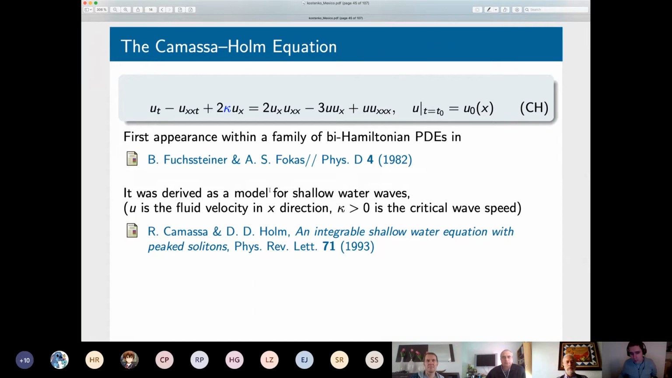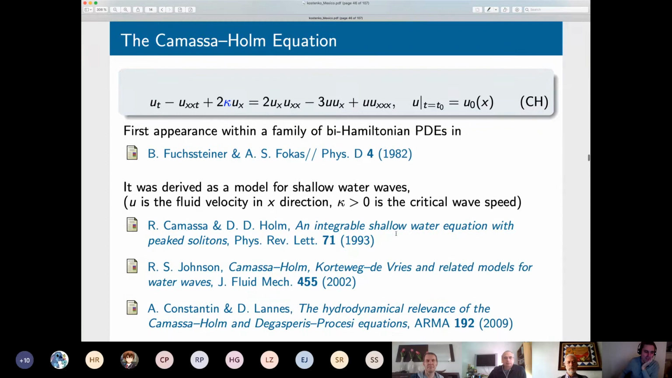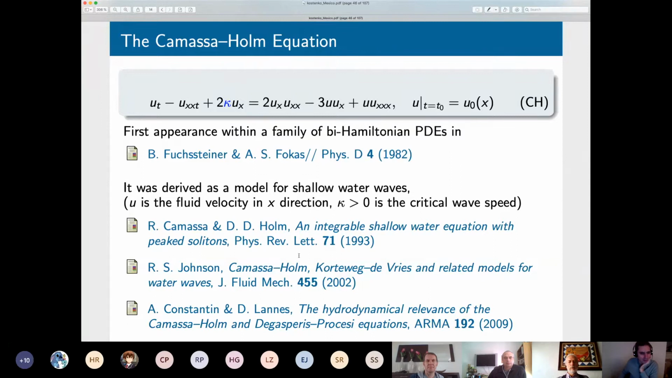First of all, they observed in this paper that this equation is relevant for modeling shallow water waves, where kappa is the so-called critical speed and u is velocity. Actually, the story regarding this relevance to shallow water waves is a little bit fancy. The paper of Johnson says that there is a mistake in the Camassa and Holm derivation, so we fix it. The next paper says that there is a mistake in Johnson's paper, but we fixed it. And still there are people who complain that there is also a mistake in Constantin and Lannes. This is not the subject.